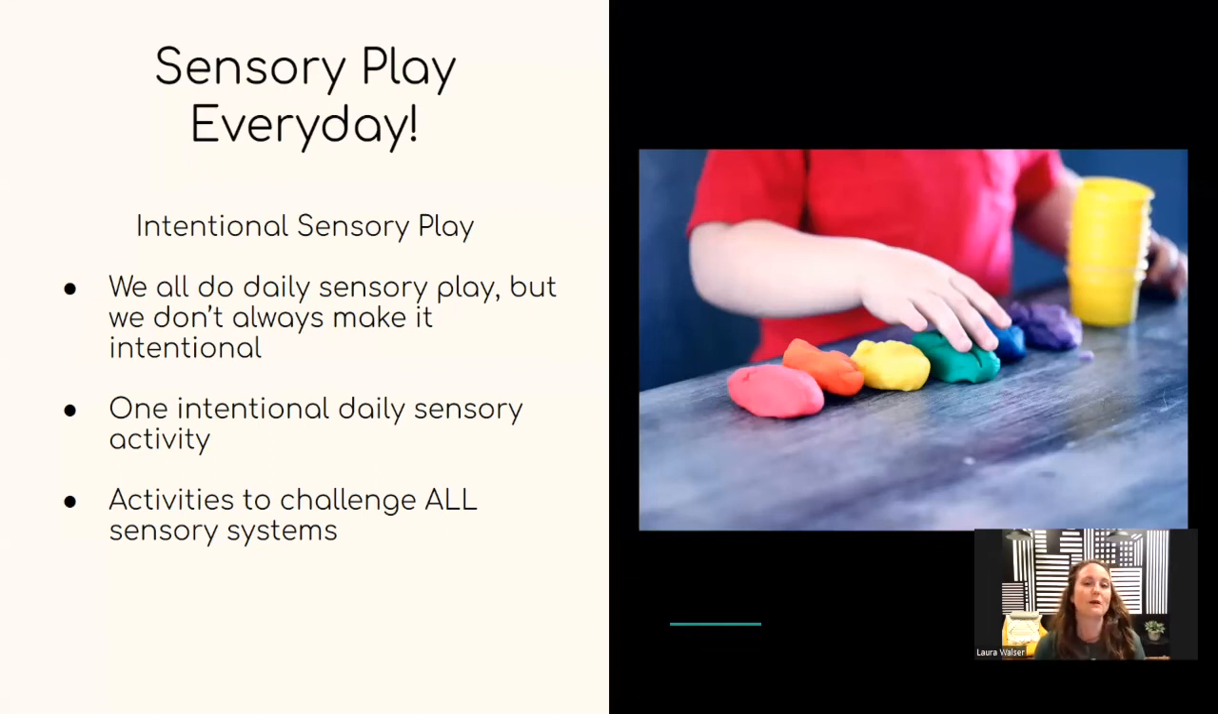Nap time, we can talk about how do we know our body is ready for sleep, right? Are we yawning?